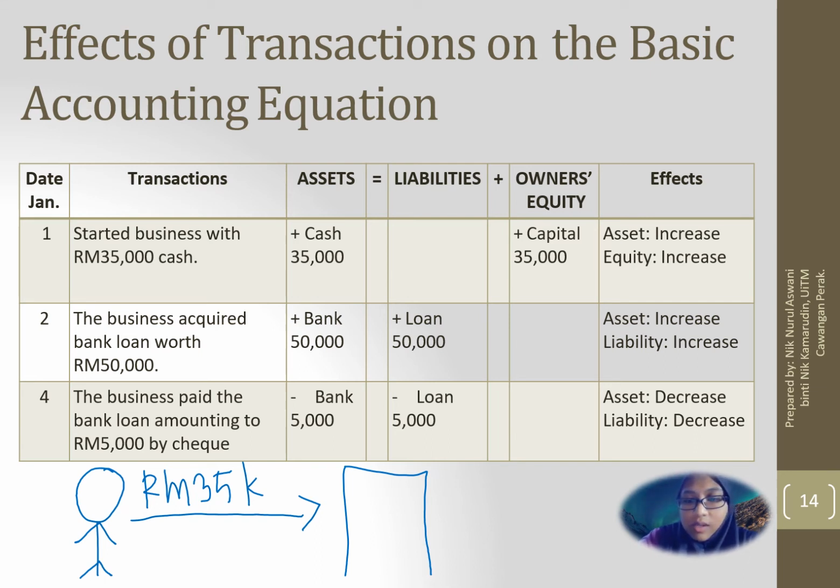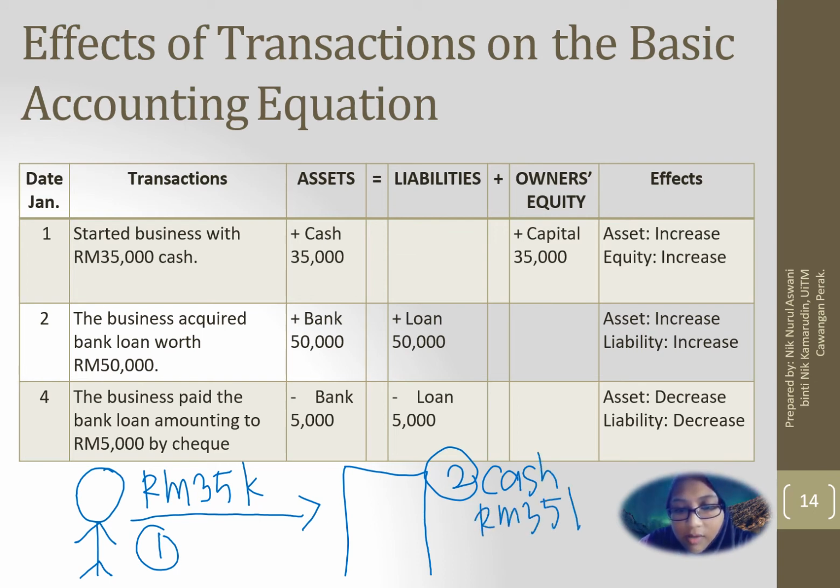This is the first step: you brought cash into the business. So what happened after that? Your business needs to record the amount of money received as cash, RM 35,000. Cash, as I explained before, falls under the category of asset.